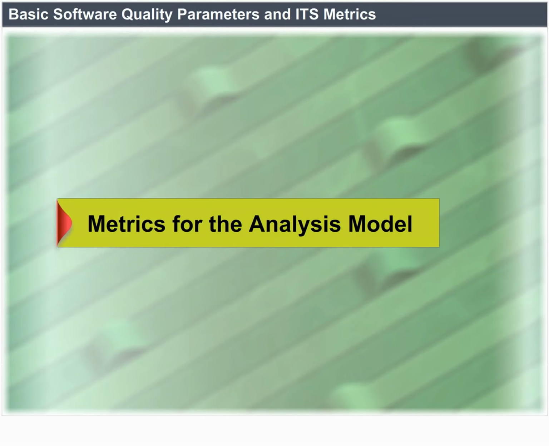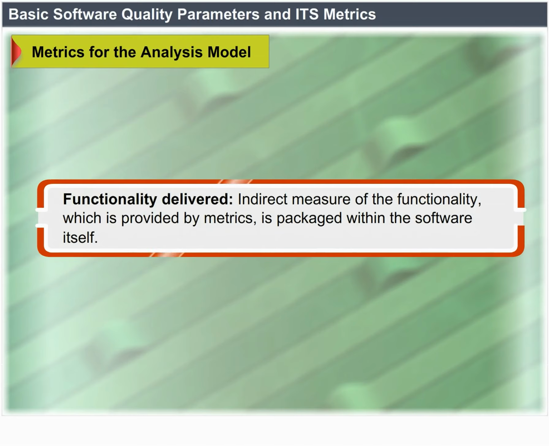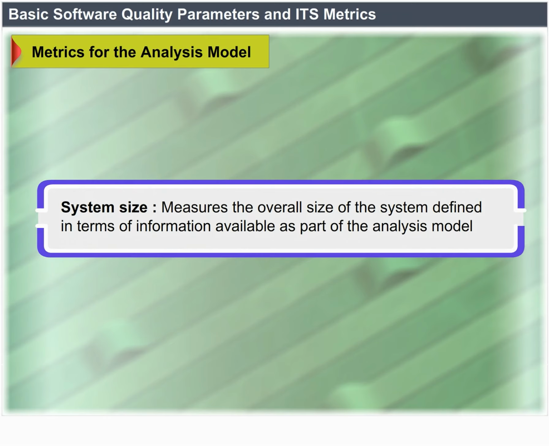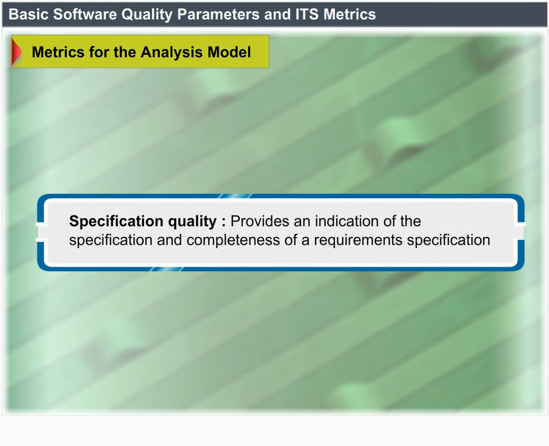Metrics for the analysis model. Functionality delivered provides an indirect measure of the functionality that is packaged within the software. System size measures the overall size of the system defined in terms of information available as part of the analysis model. Specification quality provides an indication of the specificity and completeness of a requirement specification.